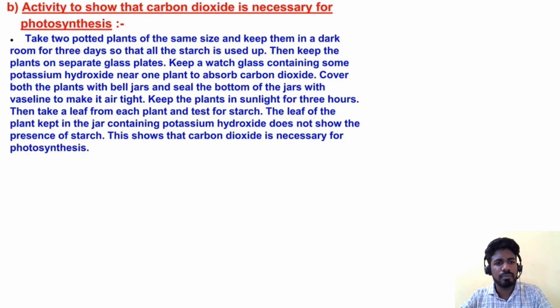Then take a leaf from each plant and test for starch. The leaf of the plant kept in the jar containing potassium hydroxide does not show the presence of starch. This shows that carbon dioxide is necessary for photosynthesis.